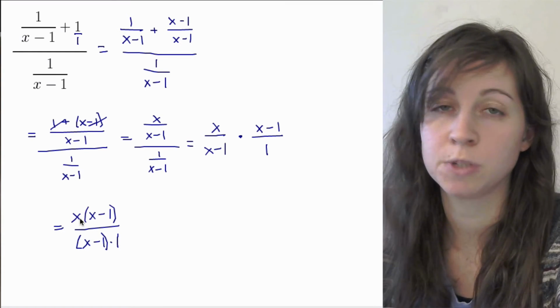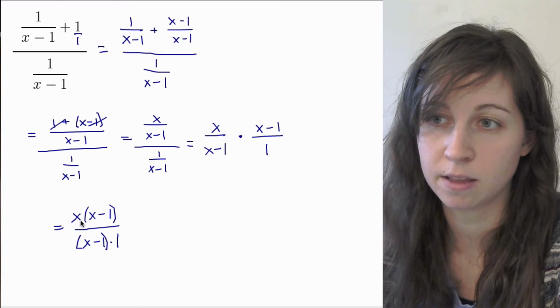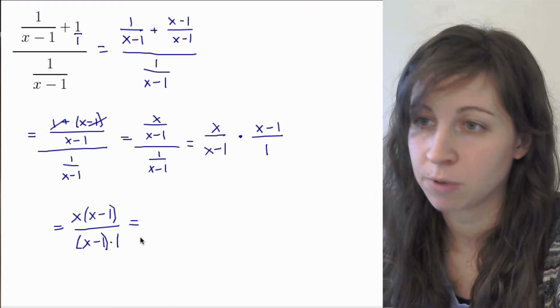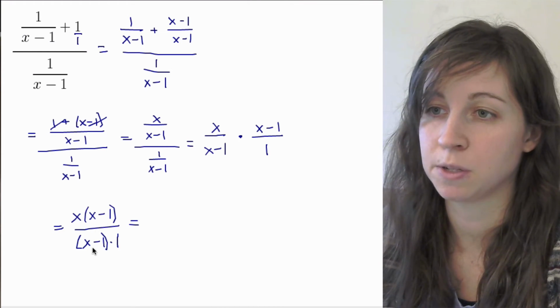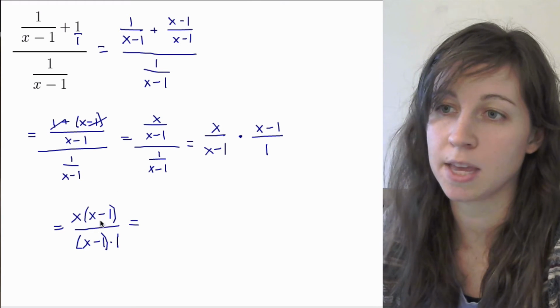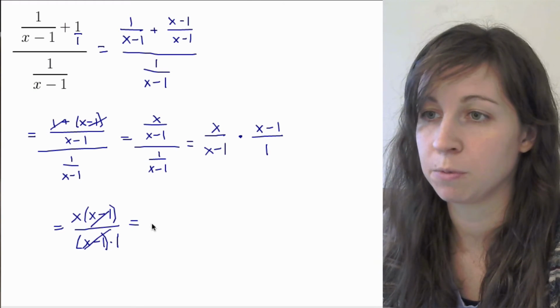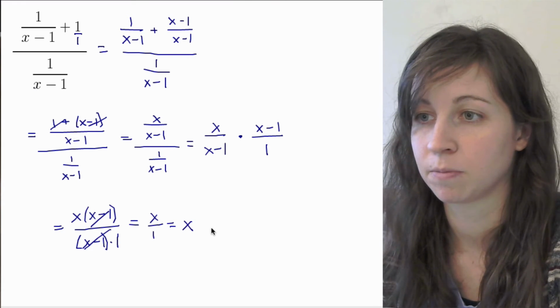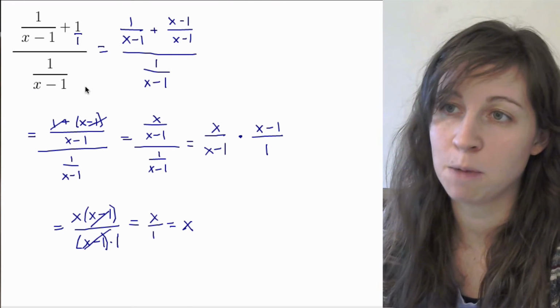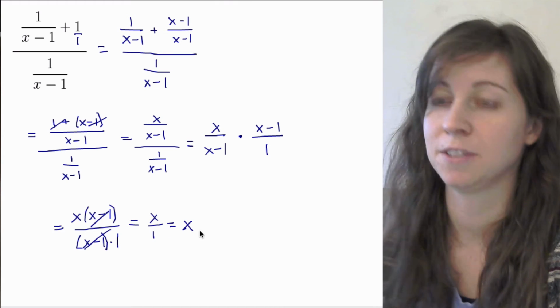This is a case in which we don't want to distribute the x here, because we're going to see if we have any common factors that we can cancel out. And we do. We have x minus 1 on both the top and the bottom, so we can cancel that out. And we're left with just x over 1, which is the same as x. So that big thing on the top, we just simplified all the way down to x.